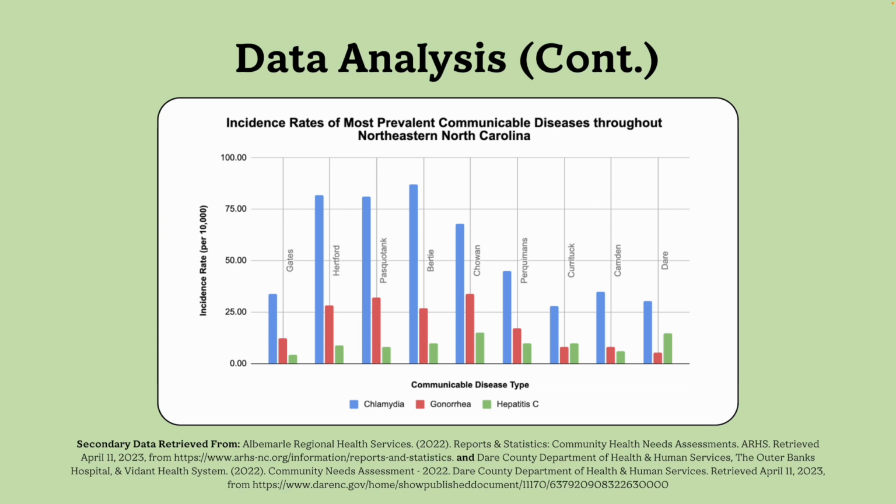Now, I wanted to turn this into a graph as well, because a lot of times it's easier to visually depict. And I wanted to involve the top 3 communicable diseases throughout Northeastern North Carolina. As we can see, the blue indicates chlamydia, the red color indicates gonorrhea, and the green is hepatitis C.